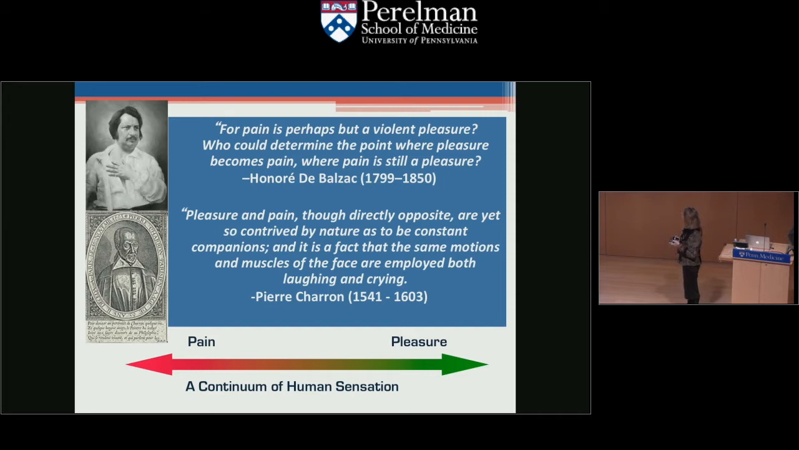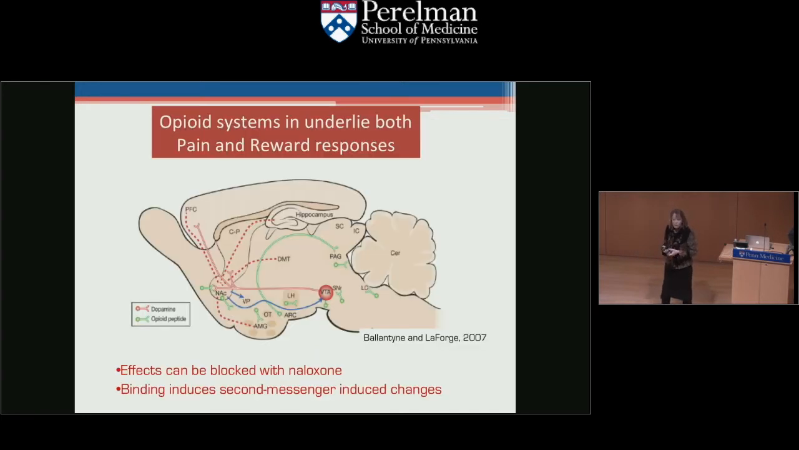Chiron in the 1500s: "Pleasure and pain, though directly opposite, are yet so contrived by nature as to be constant companions, and it is a fact that the same motions of the muscles of the face are employed for both laughing and crying." So this idea that both the reward, the euphoria that you can get from opioids, as well as the pain that can occur, exist on a continuum, and the neurobiology supports that.